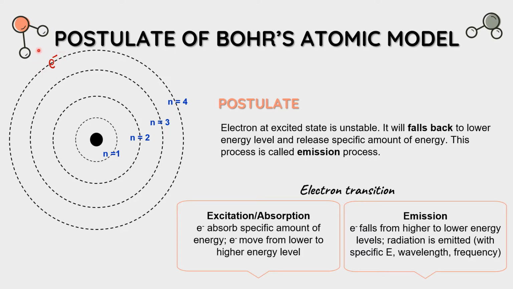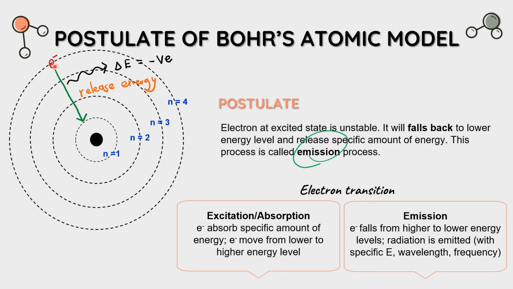Electron at the excited state is highly unstable, so after some time it will fall back to a lower energy level and release a specific amount of energy. So delta E, the sign will be negative, showing that energy has been released from this reaction. So this process is called the emission process. In emission, electron is moving from high energy level to low energy level, from excited state to ground state.